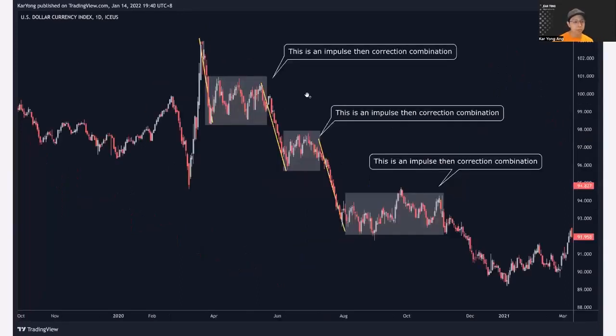If you flip it, every time it comes down, correction comes down. Fast move down, correction, continue down. Fast move down, correction, continue down, right? So again, this is a pattern that tends to repeat itself over and over again. So how can we capitalize on this?